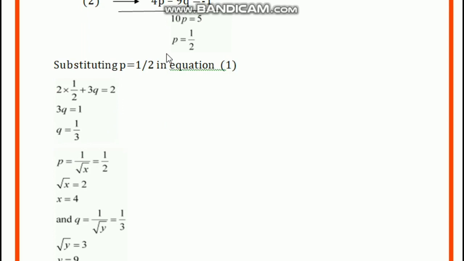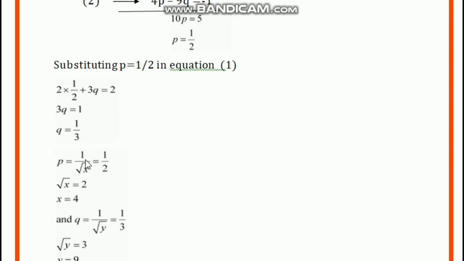So we found the p value and q value, both the values. Actually, we need to find out the value of x, not square root of x. We need to find out the value of x. So already we know that 1 divided by square root of x is equal to p. That's only we took from the beginning. So here we found the value of p. P equal to 1 by 2. So here no need to consider this p. Leave it. 1 by square root of x is equal to 1 by 2.